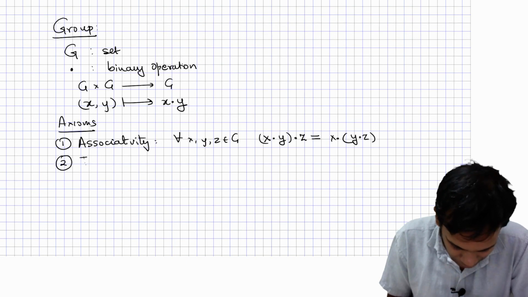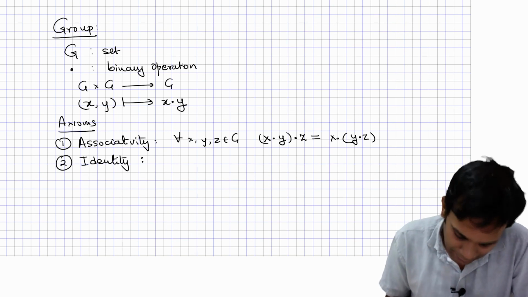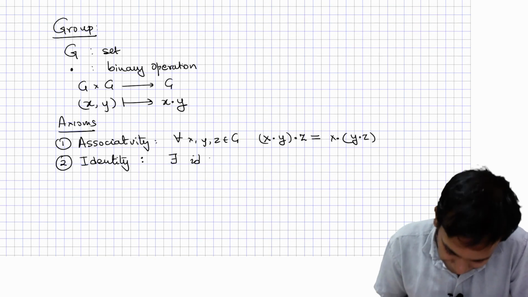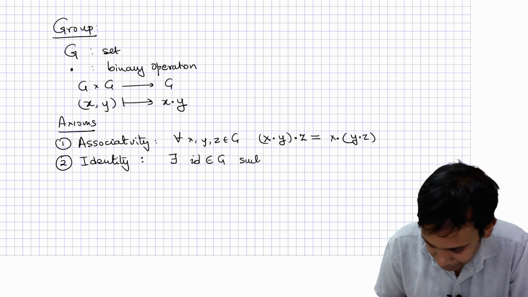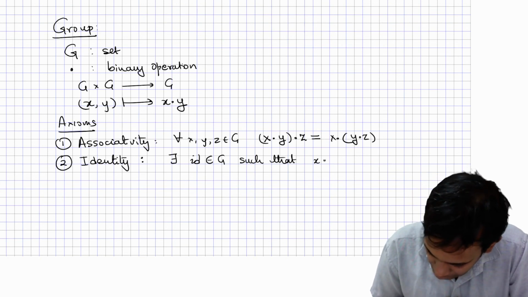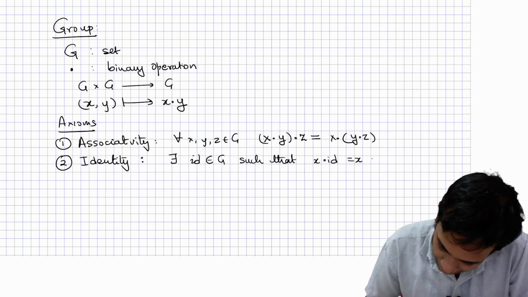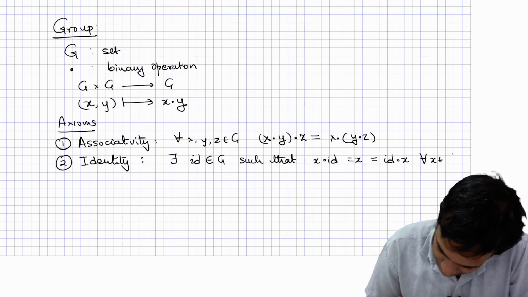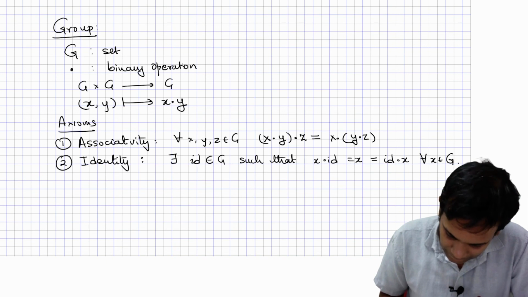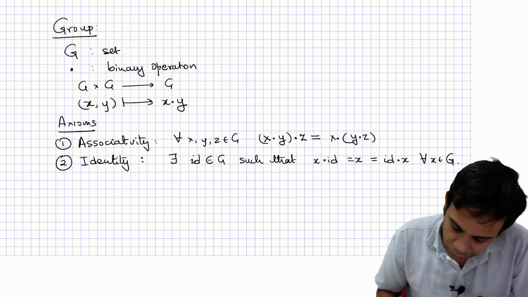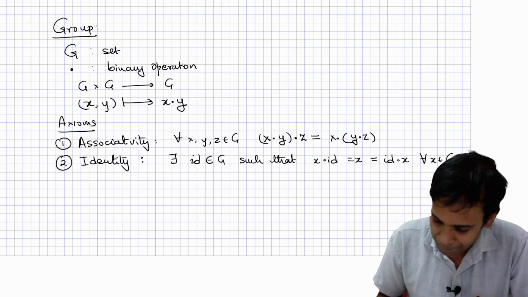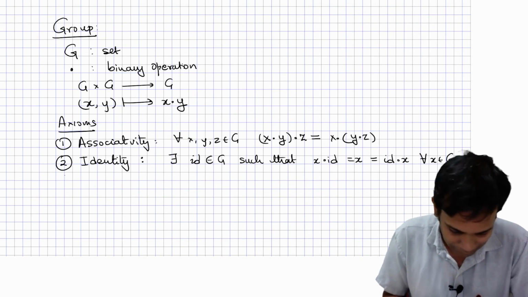The second axiom is the axiom of the identity. This axiom says that there exists an element of G, which I will denote here by ID, such that x dot identity is equal to x, and that's also identity dot x, for all x in G. So what we're saying is that you take any element in G and you multiply it either on the left or on the right by identity, then you will get back that element.